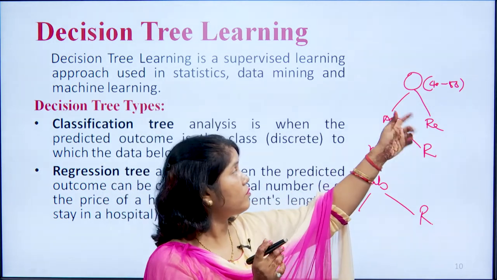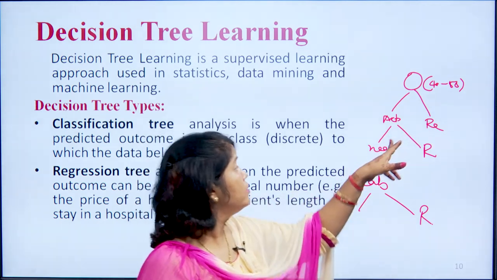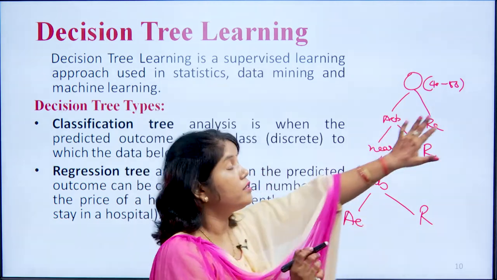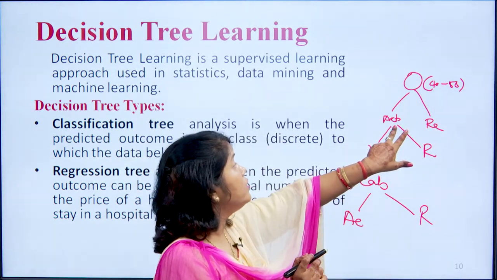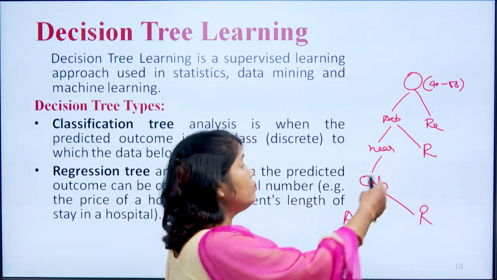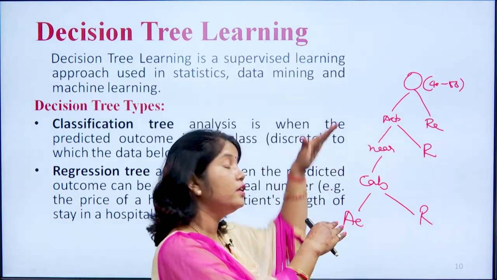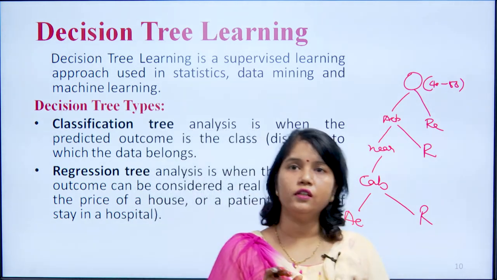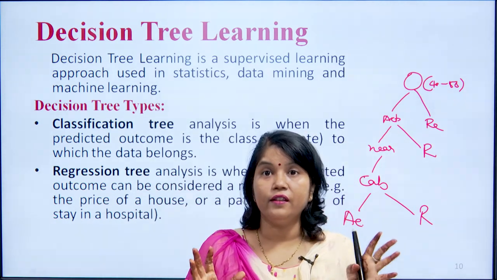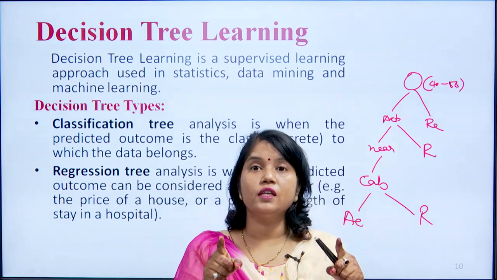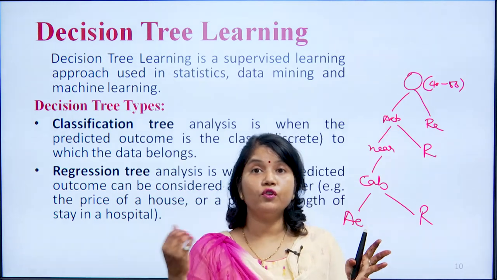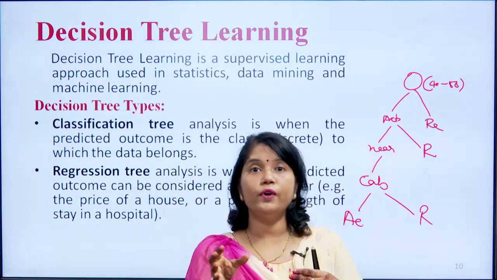That means if they are providing the cab facility, then I will accept. The salary should be in between, it should be near to your home, and if they provide the cab facility, then you are able to take the decision that you have to accept the job. Decision tree learning is basically supervised learning. That means somebody is guiding you: yes, you have to follow this approach, you have to do this task, you have to apply the things whatever they are providing.